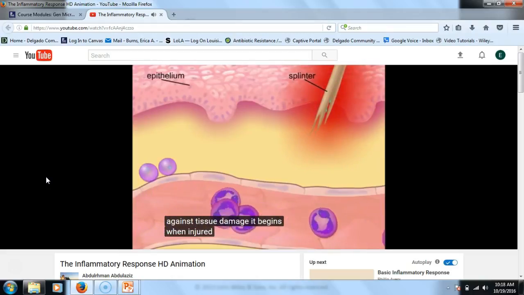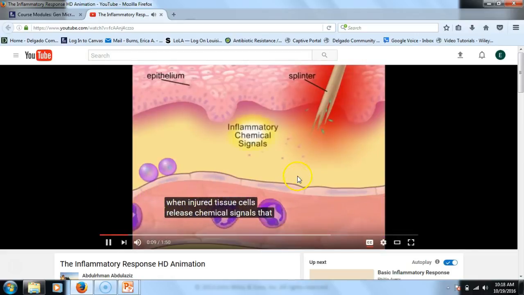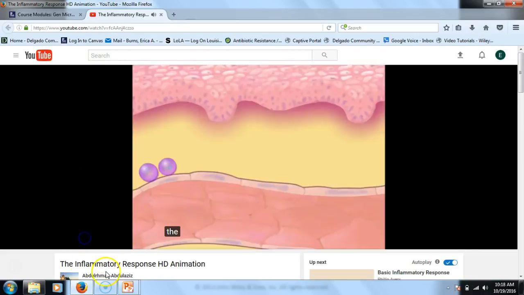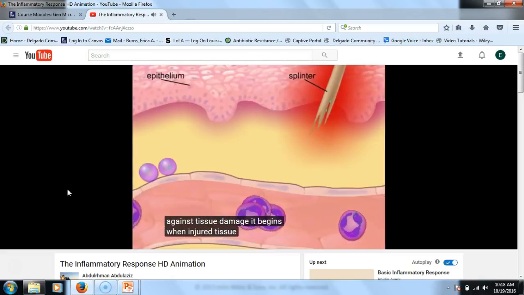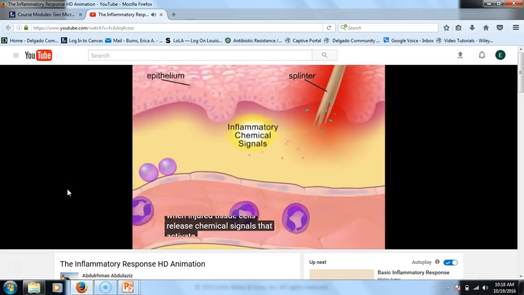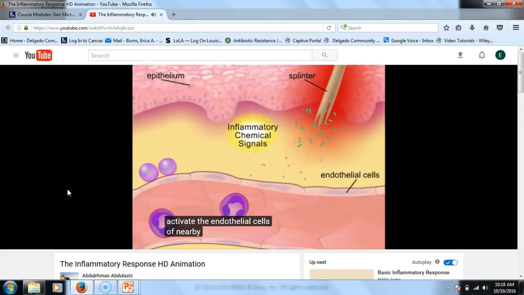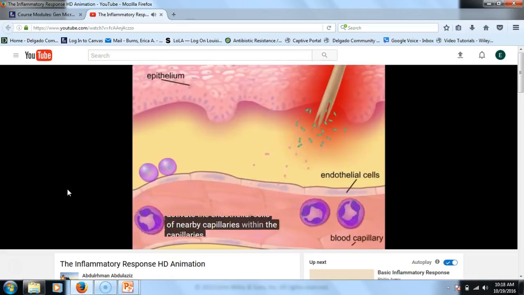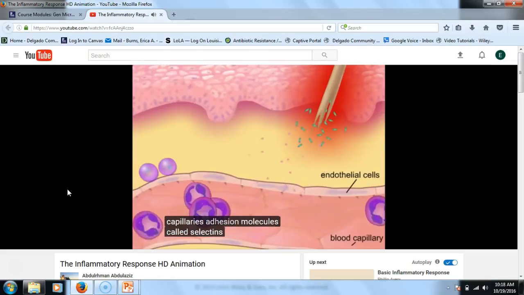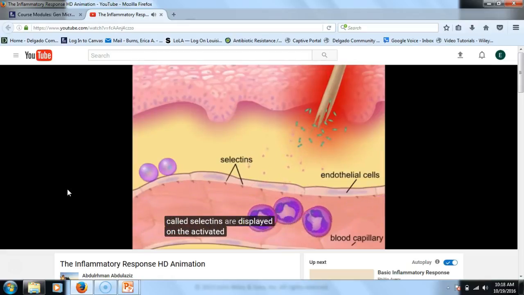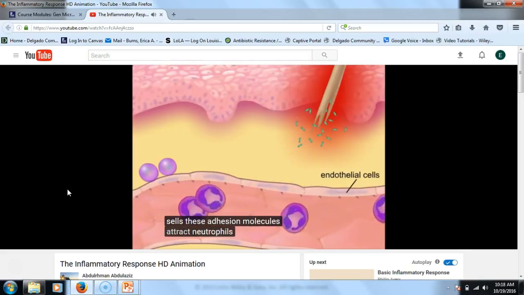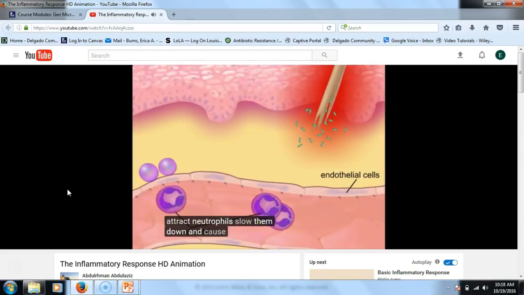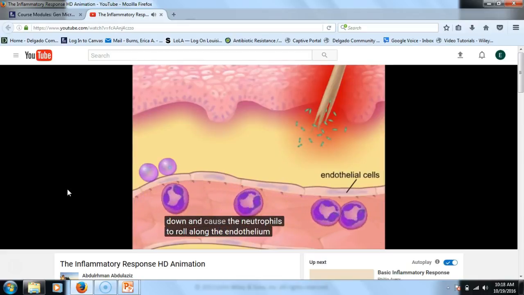It begins when injured tissue cells release chemical signals that activate the endothelium. The inflammatory response is an important, non-specific defense against tissue damage. It begins when injured tissue cells release chemical signals that activate the endothelial cells of nearby capillaries. Within the capillaries, adhesion molecules called selectins are displayed on the activated endothelial cells. These adhesion molecules attract neutrophils, slow them down, and cause the neutrophils to roll along the endothelium.